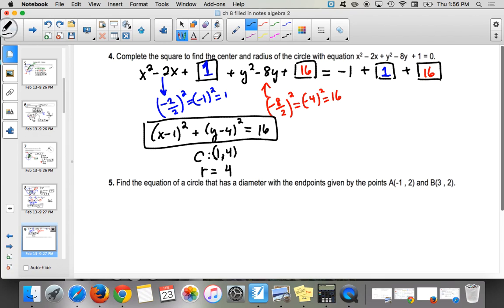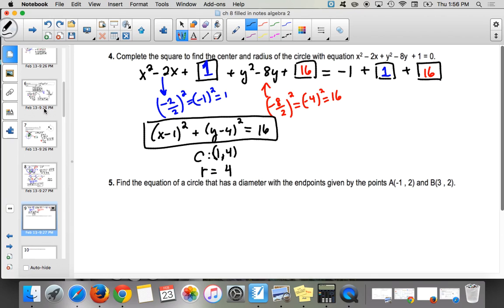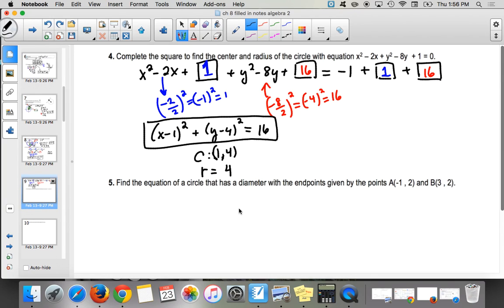All right, and the last one, this is kind of like what we did on your homework. I think there's 2 more actually. So it says find the equation of the circle that has a diameter with endpoints given by negative 1, 2, and 3, 2. You can sketch this out. We had this actually yesterday, right?